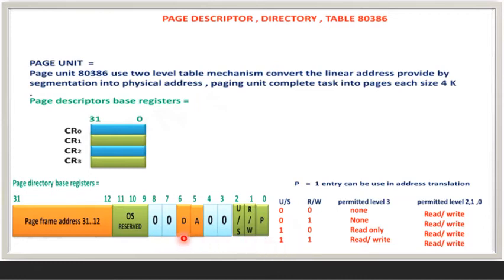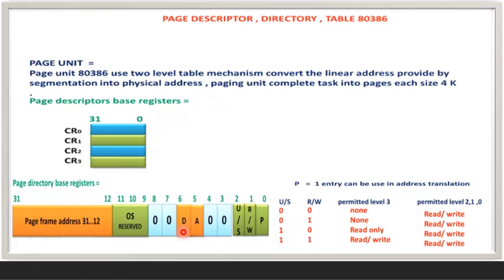Bit number 5, the A bit. The A bit is nothing but the access bit. It must be set by the 80386 processor before accessing any page. If A is equal to 1, the page is accessed. When A is equal to 0, the page is not accessed.